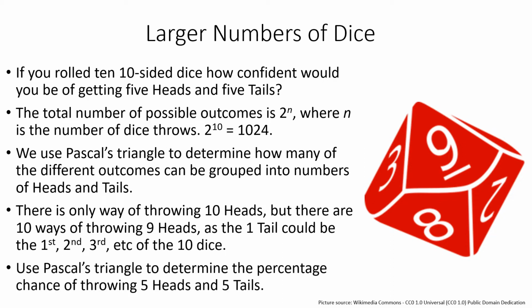And so how then do we determine the percentage chance of throwing 5 heads and 5 tails if there were 10 coin tosses? So you might have a quick think, perhaps refer back to Pascal's triangle. I'll give you the answer in a second.